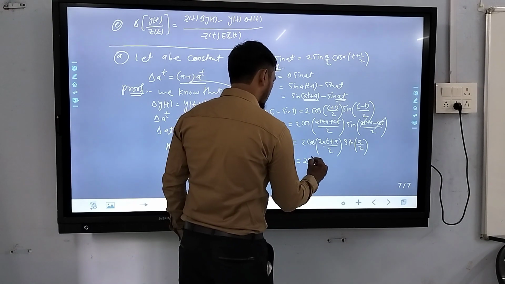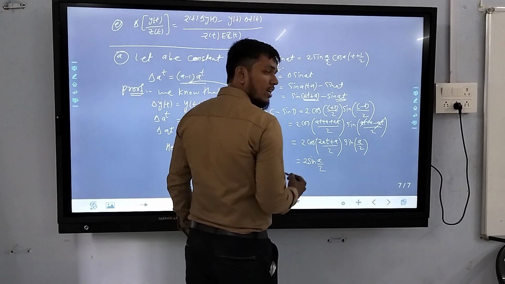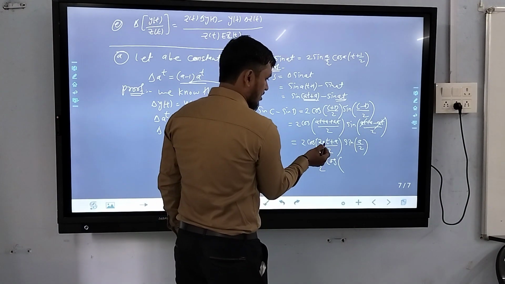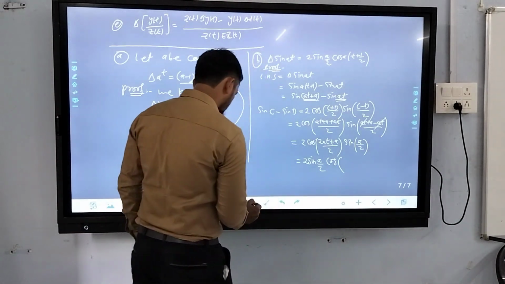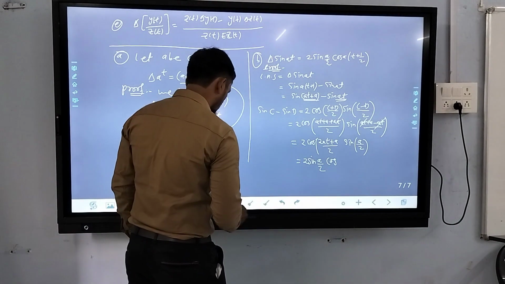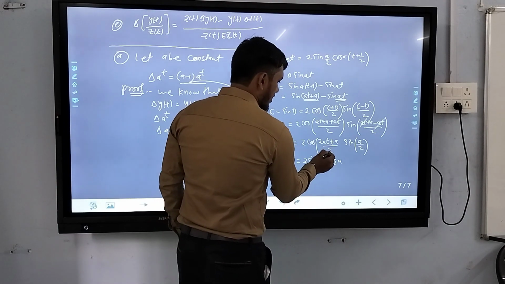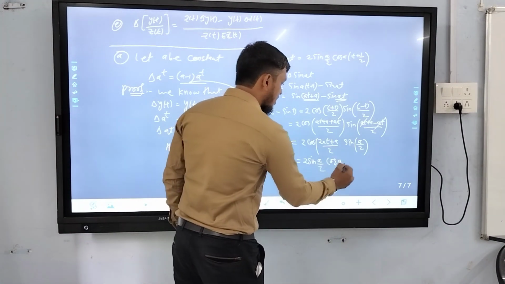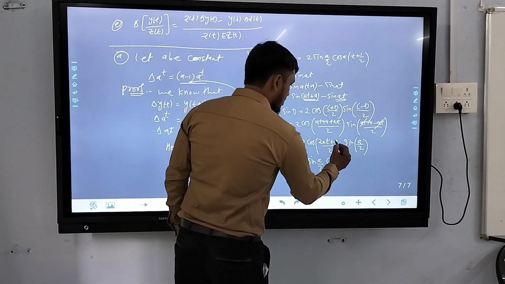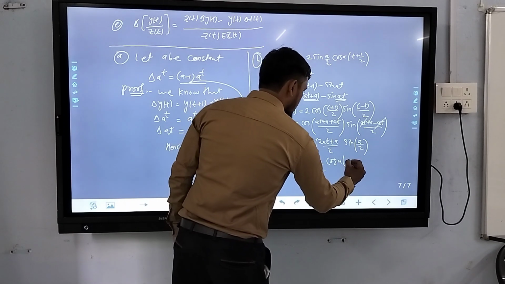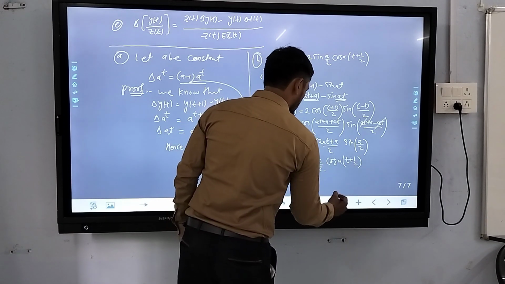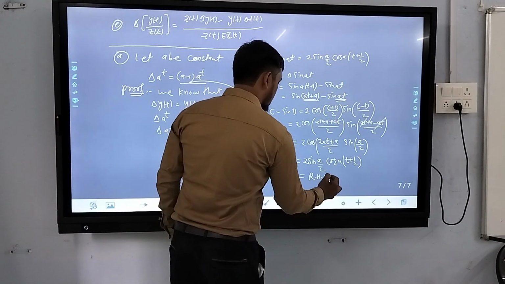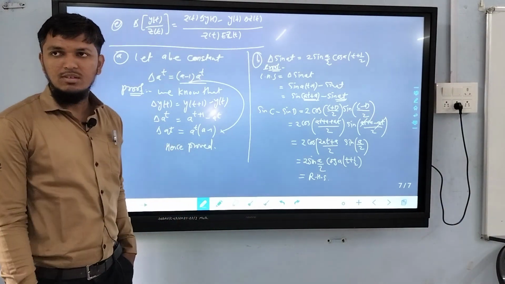So 2 sin a by 2, and this is cos. You can take a common out, and when we divide each and every term by 2, this 2 will be cancelled here, and the remaining term is only t, and here only 1 by 2. So it is t plus 1 by 2, and you can see this is our right hand side. So the proof is done here.